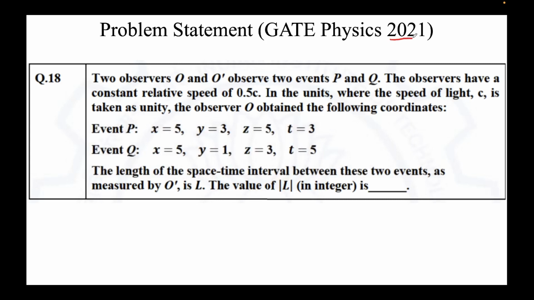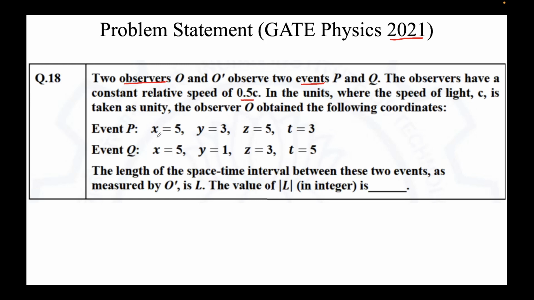Problem statement from GATE Physics 2021 reads as follows. Two observers O and O prime observe two events P and Q. The observers have a constant relative speed of 0.5 c. In the units where speed of light c is taken as unity, the observer O obtained the following coordinates.